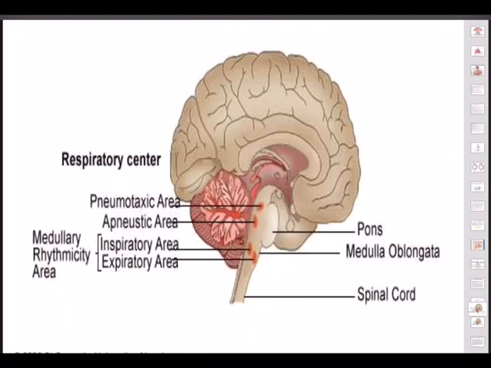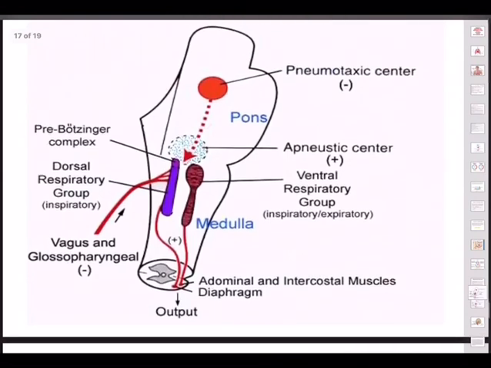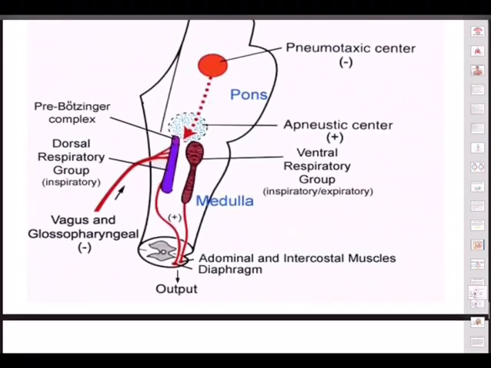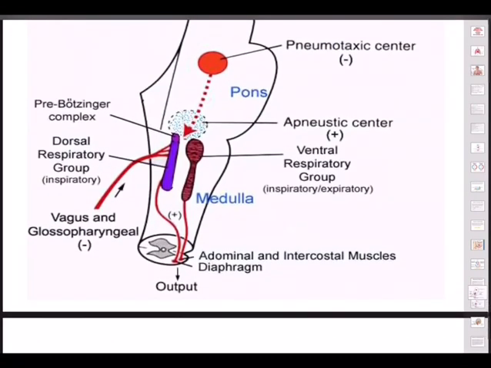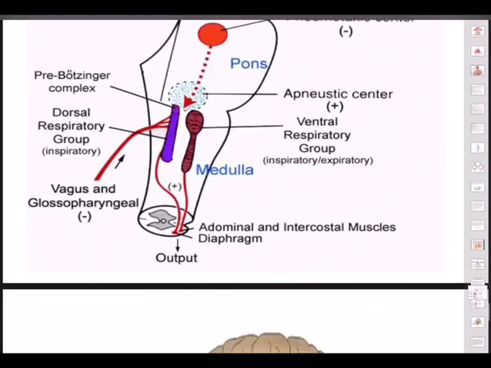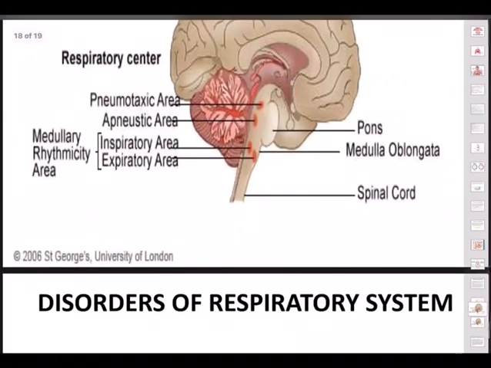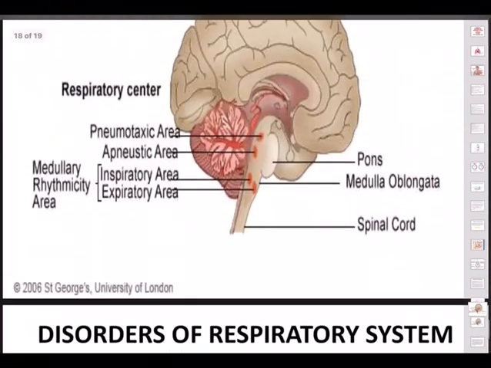A chemosensitive area is situated adjacent to the rhythm center. The chemo center we just now showed here, yes, the chemo center area is situated next to this, and the chemosensitive area is situated adjacent to the rhythm center. And it is highly sensitive to CO2 and hydrogen H+ ions.